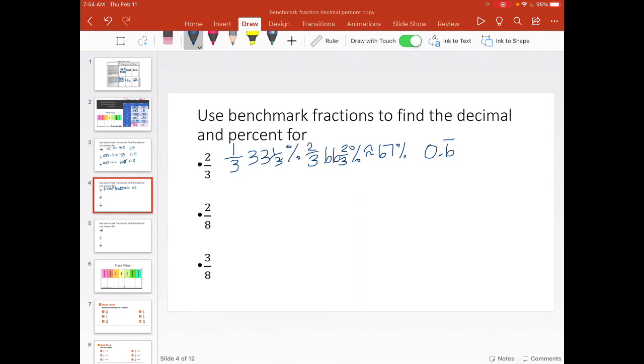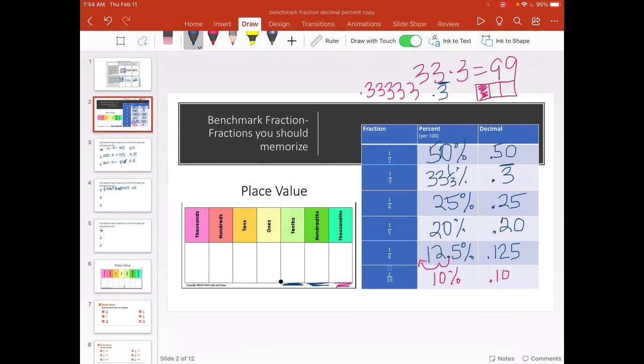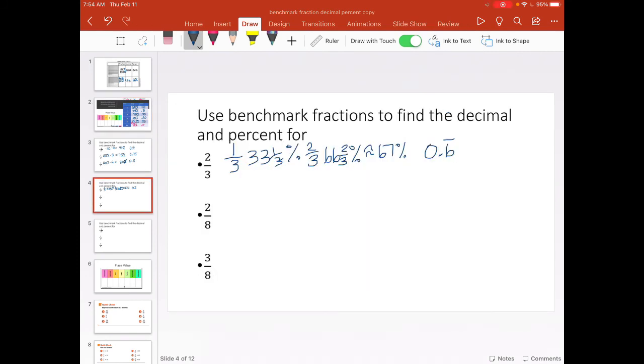All right, 2/8. We could think of this as one of two ways. Let's go back to eighths. And we would have that 12.5% or 125 thousandths. But we can also use our skills of simplifying. And 2/8, both even. So let's cut them both in half. Half of 2 is 1. Half of 8 is 4. And now we have 1/4, and we know that that is 25% and 25 hundredths.